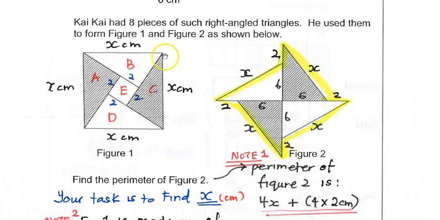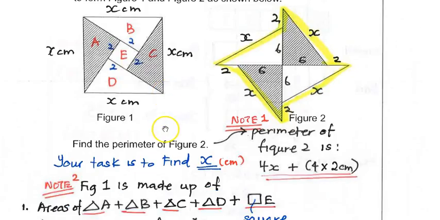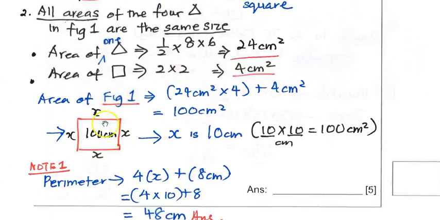Alright, first I find this part. How do I find this part? I find out the area of this whole thing, which is 100 cm square for the square here, right? And what times what gives you 100 cm? The sides of the square, which is 10 and 10.